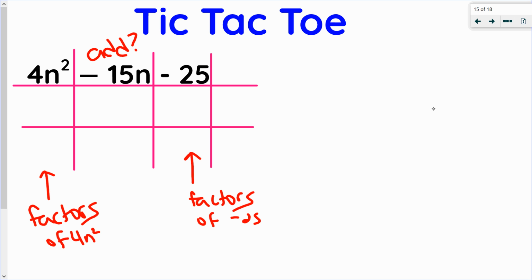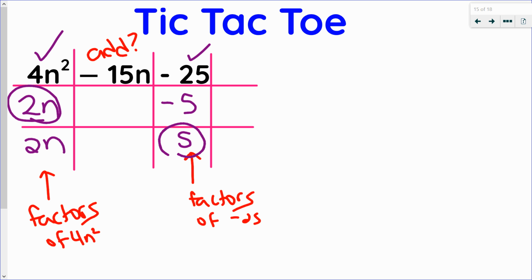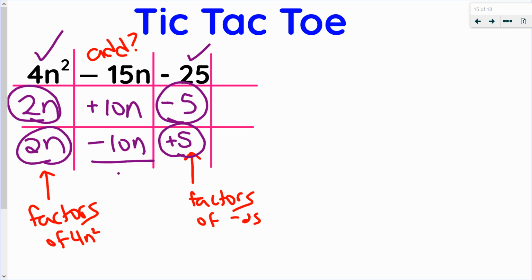So 4n squared, I could get that by doing 2n times 2n, because 2n times 2n is 4n squared. 25, I could get that by doing negative 5 times positive 5. That's negative 25. Let's use our cross products and see what we end up with. So 2n times positive 5 is positive 10n. 2n times negative 5 is negative 10n. If I add those together, I get 0, which is not what I wanted.